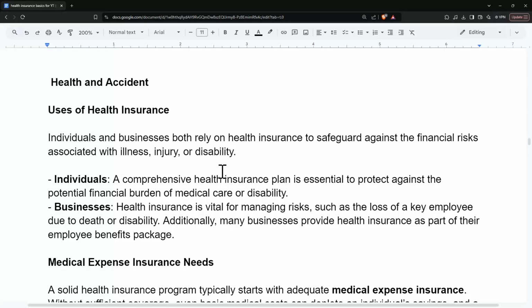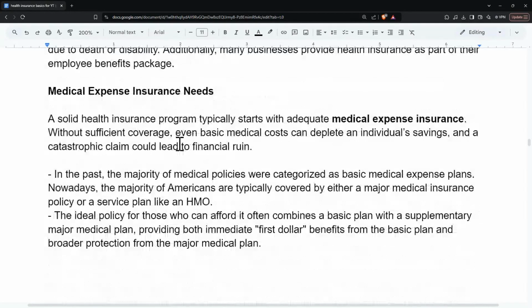Individuals and businesses both rely on health insurance to safeguard against the financial risks associated with illness, injury, or disability. So for individuals, a comprehensive health insurance plan is essential to protect against the potential financial burden of medical care or disability, right? You need a plan to protect against getting really sick or getting hurt or disabled. And then health insurance is helpful for businesses for managing risks, right? To make sure that they keep their employees healthy. And it also incentivizes employees to stay with them. So a good health insurance program, typically, we're not going to go over that.